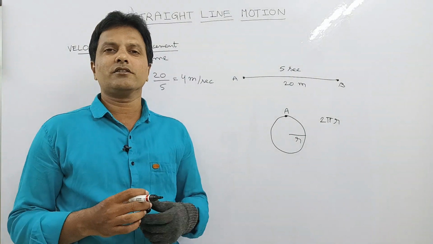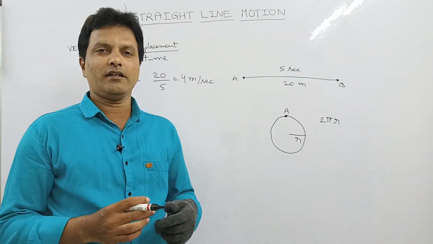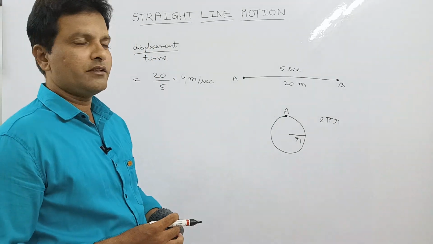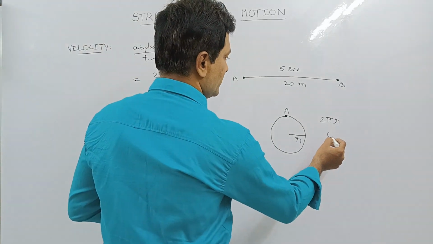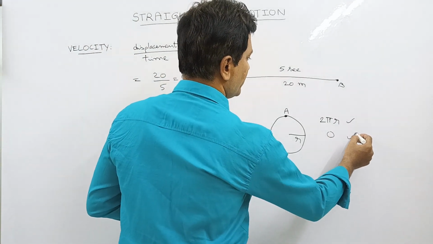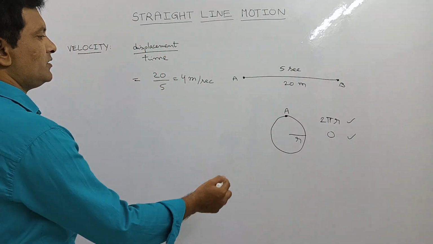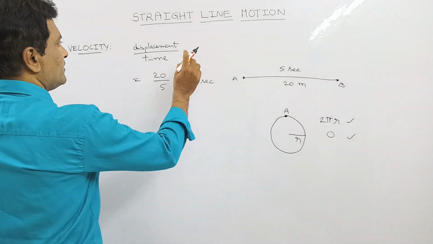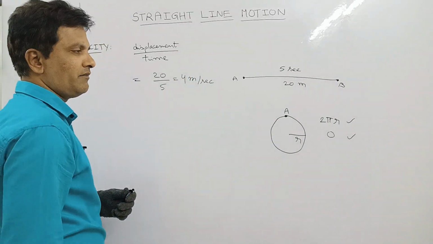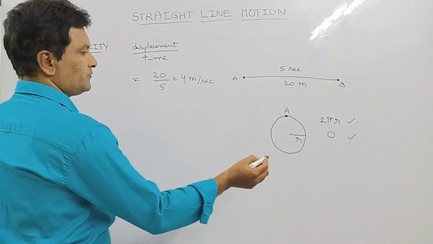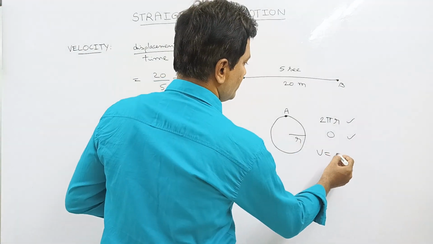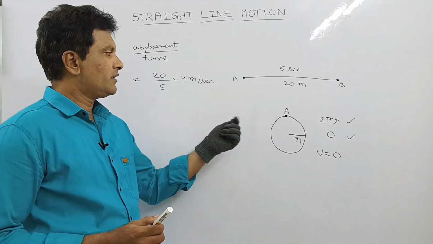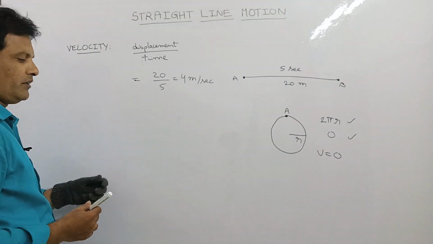What is displacement? The shortest distance between initial and final point. If the initial and final point are the same, then the displacement is 0. Distance is 2 pi r, displacement is 0. If the displacement is 0, in this case, what is the velocity? Displacement 0 by time of travel, that is 0 by anything is 0. So in this case velocity is equal to 0. In this way we can take an example to calculate the velocity.